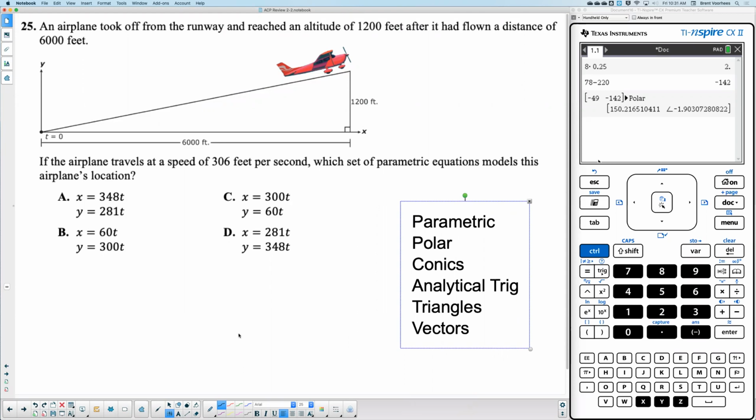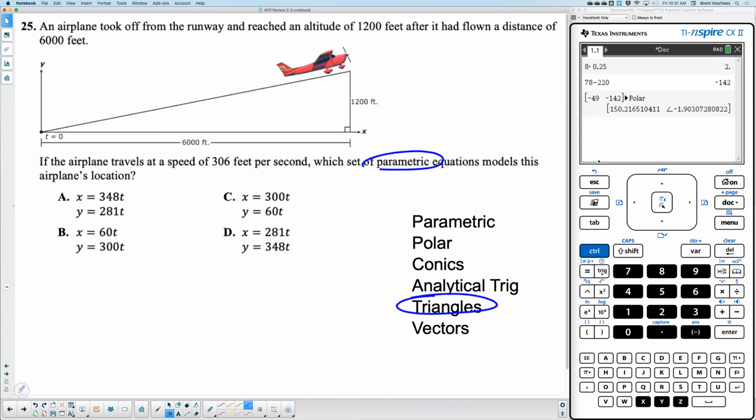When you look at the diagram, what does it look like? What type of problem does it look like when you look at it? It looks like a triangle. However, it says parametric as well. So we can solve it one of two ways. The first one I'm going to do is off of visual.